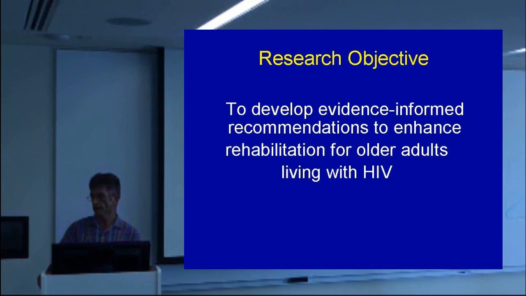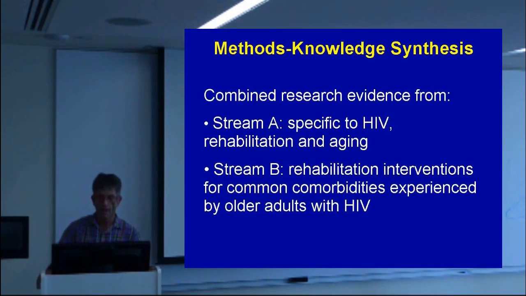The research objective, as you can identify from the title, was to develop evidence-informed recommendations to enhance rehabilitation for older adults living with HIV. We used a knowledge synthesis approach, and we were challenged because we knew there was not a lot of specific evidence around HIV and comorbidities in aging.